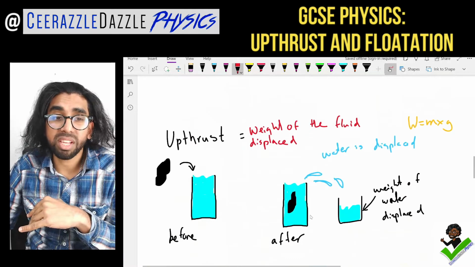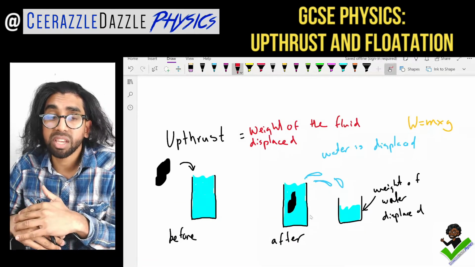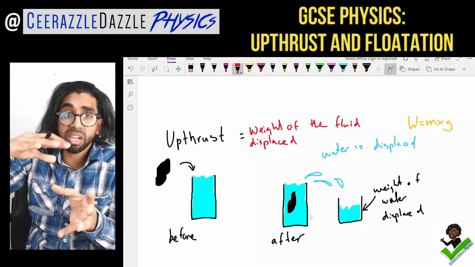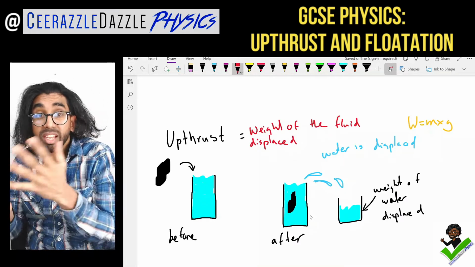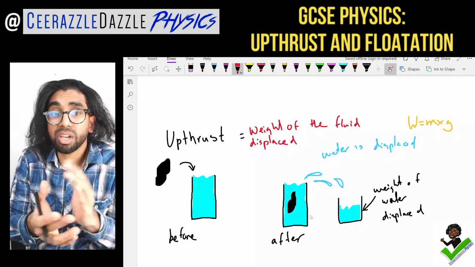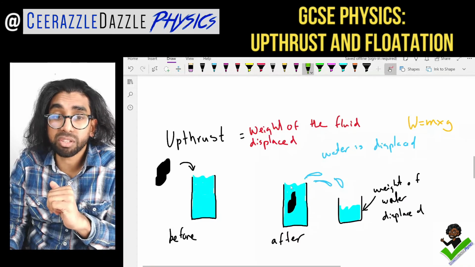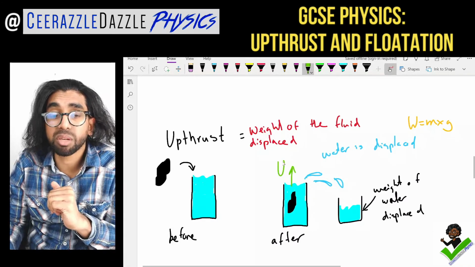Scrolling down, we then said the upthrust was also equal to the weight of the fluid displaced. If you were to take a rock, throw it into a beaker which was filled with water, the liquid that is displaced, if you were to find the weight of that, that will be equal to the upthrust acting upon that object.